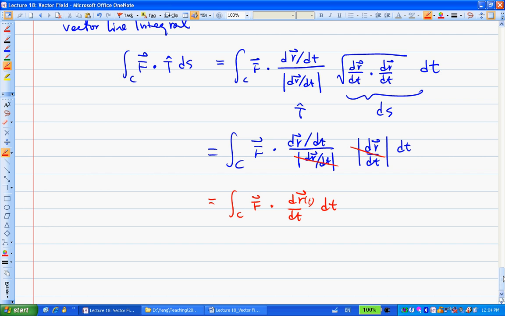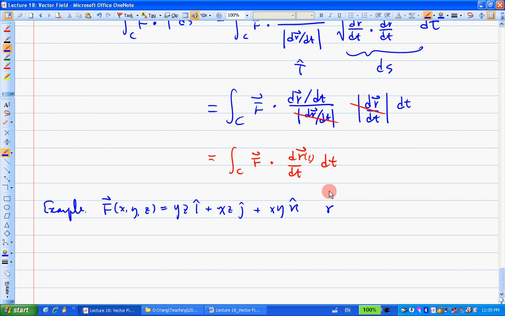Any questions? All good? I think the calculation of this line integral is very straightforward. So let's take a look at a quick example. Suppose that I have a vector field yz, xz, xy, and then we also have a curve C.